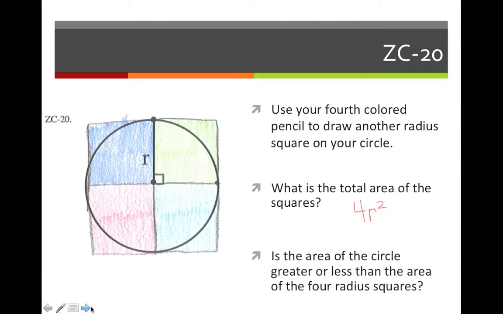Is the area of the circle greater or less than the area of the 4 radius squares? Talk with your partner and pick an answer.